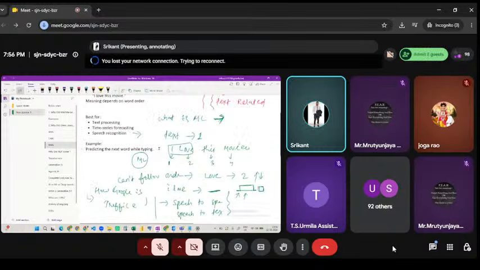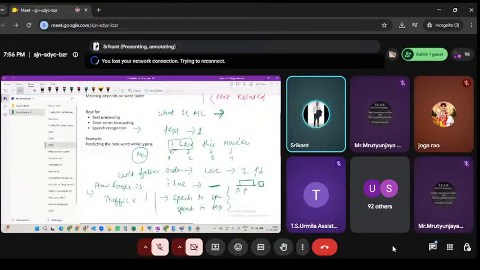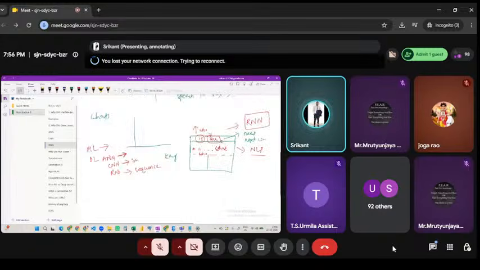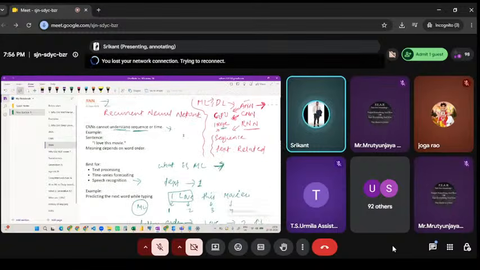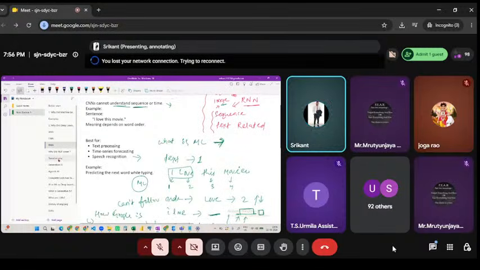If you are using the keyboard on your phone, it will predict some words, right? If you write something, it will predict some words. That comes under RNN. Okay, done. Up to here, are you guys with me? Got it. So this is done.